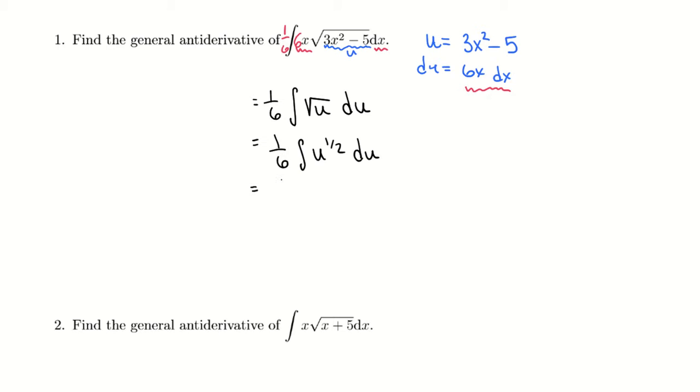Then use the reverse power rule for integrals. This will be 1/6 times u to the 3/2, and then we divide by the new power of 3/2 plus a constant. Dividing by 3/2 is the same as multiplying by 2/3.